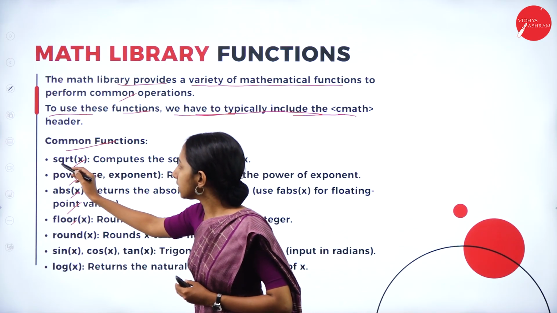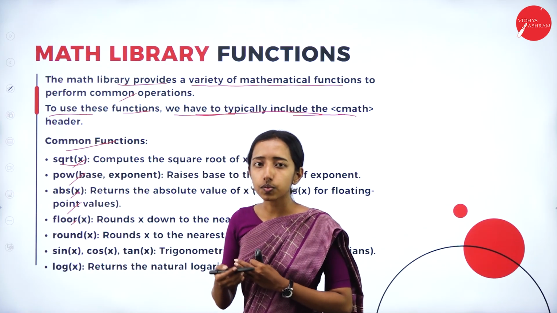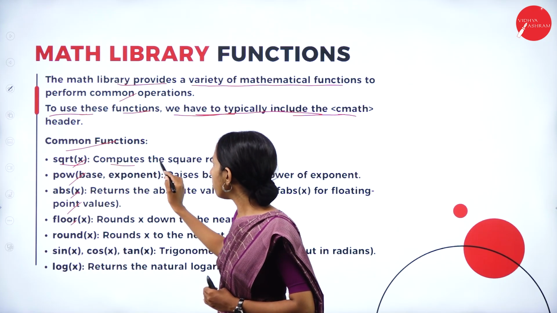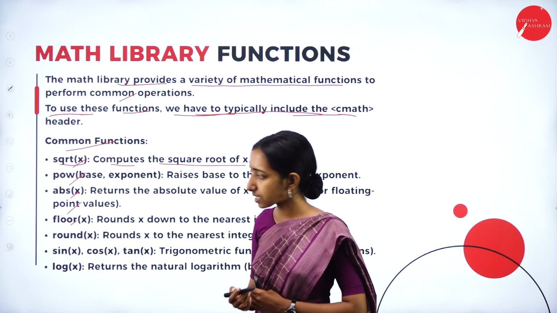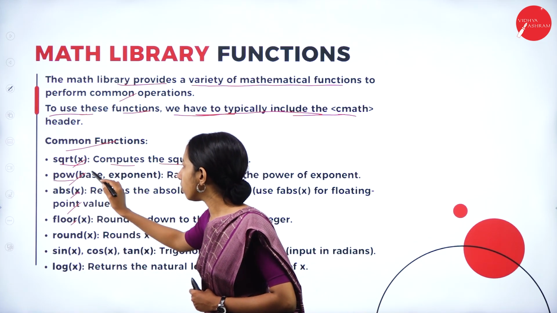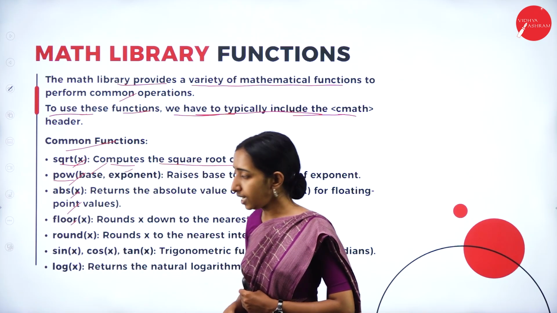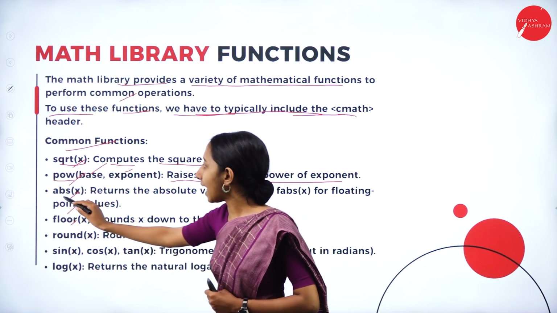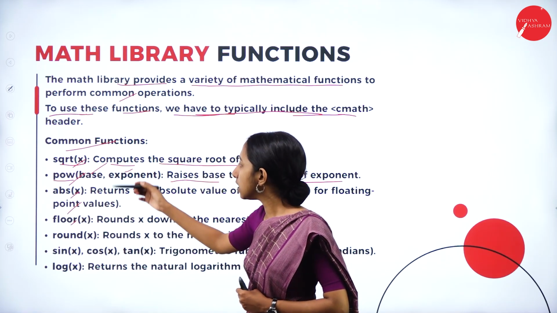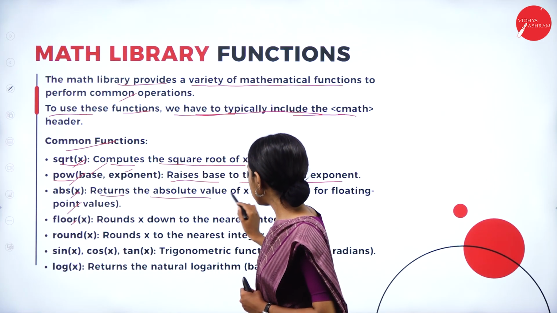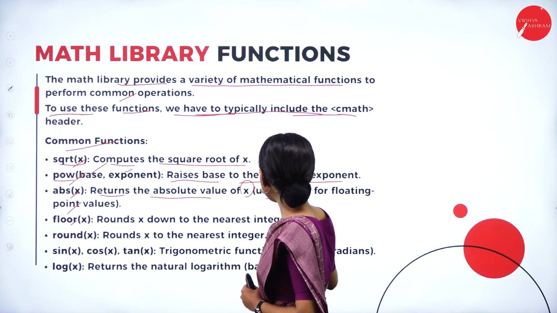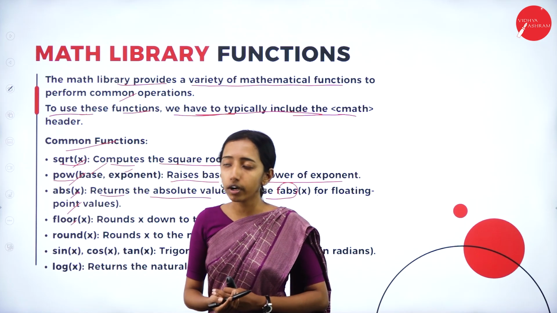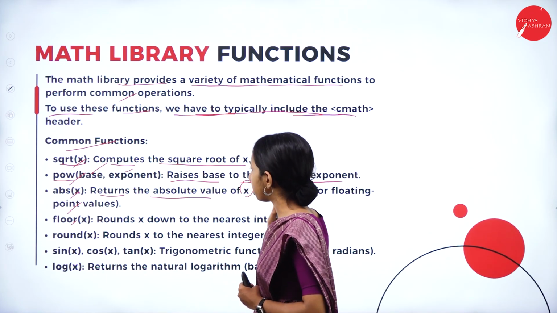The first one is sqrt, the square root function, which computes the square root of x. Next we have pow with a base and exponent, which raises the base to the power of the exponent. And abs, the absolute value function, returns the absolute value of x. For floating point values, we will be using fabs here.